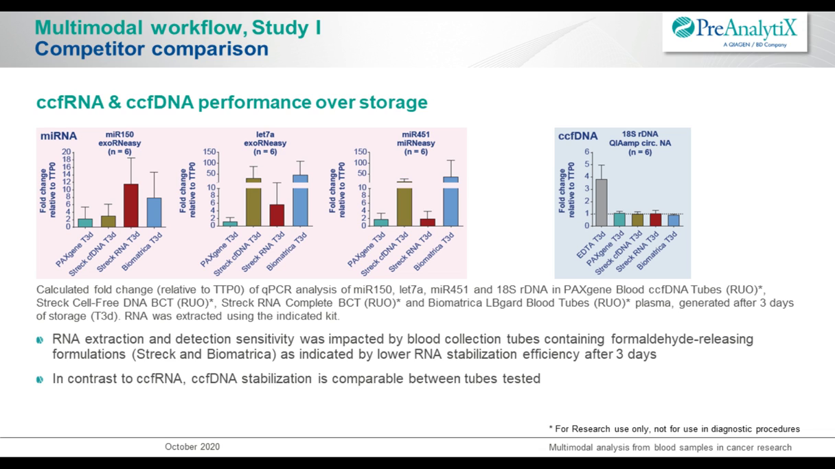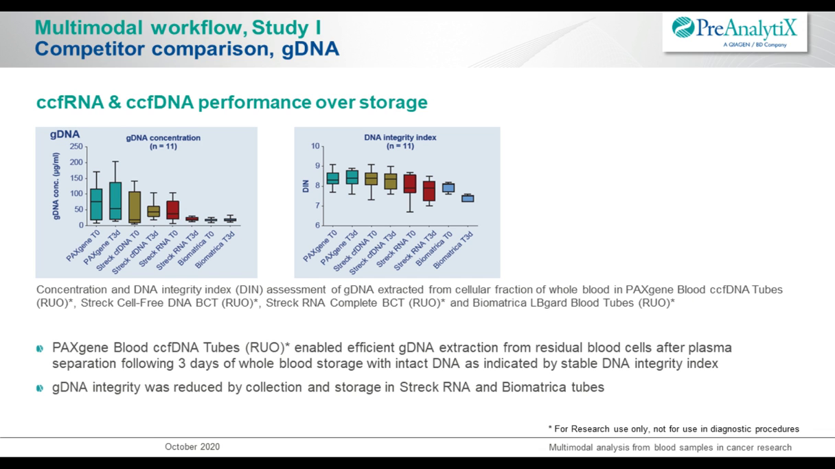Furthermore, and finally for this study, we also looked at the genomic DNA from the remaining cells, and this is also something that was a little bit surprising for us. So we looked into this, and what we see, you get a relatively good yield for the PAXgene tubes directly and after 3 days. Also for the Streck DNA tube, a little less for the Streck RNA tube. Okay, this we were not so surprised about because it's an RNA tube.